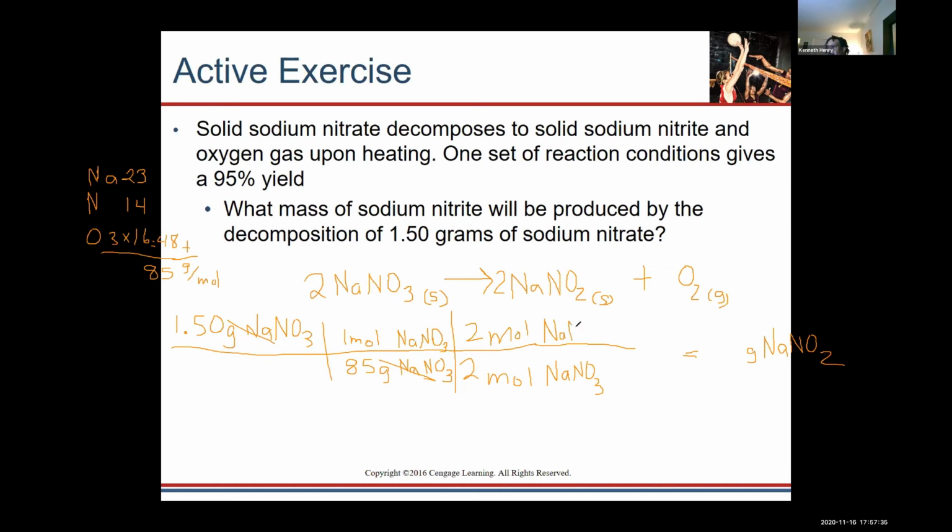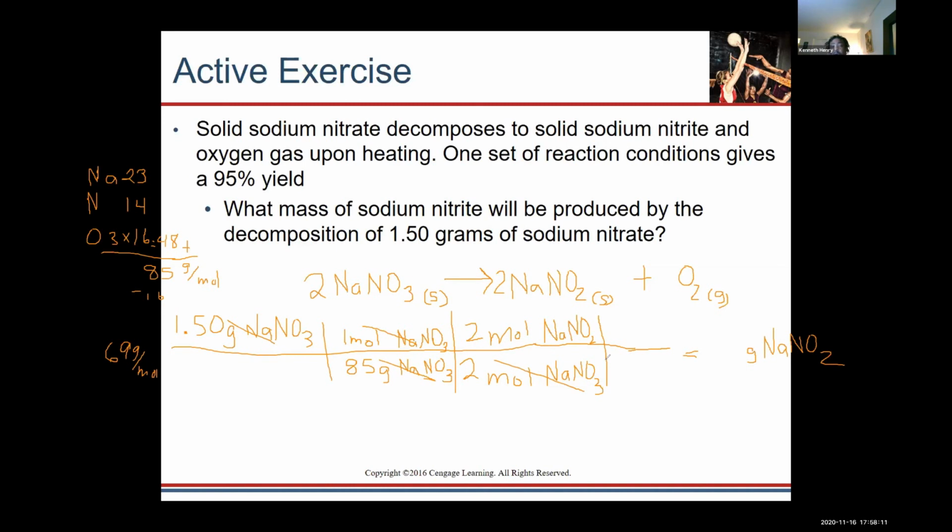Okay, so then that gives me my moles of sodium nitrite. So how do I go from moles of sodium nitrite to grams of sodium nitrite? Calculate the molar mass of sodium nitrite. If I remember, nitrite is just 1 oxygen less, so if I subtract 16 from here, would that work? What is that? 69 grams per mole? Yep.